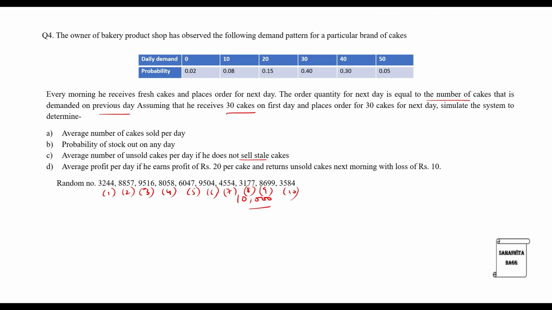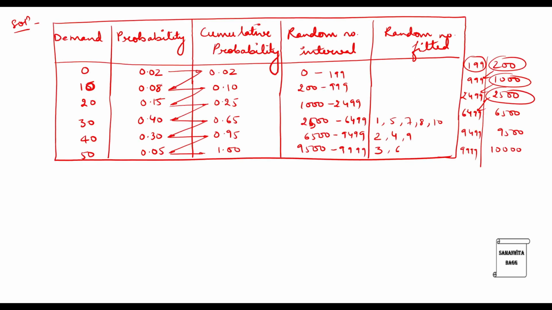Now we will draw the second table as we have drawn in all the other numericals. That is the day-wise demand that we have. So I will have a column of day. We have 10 of them: 1, 2, 3.